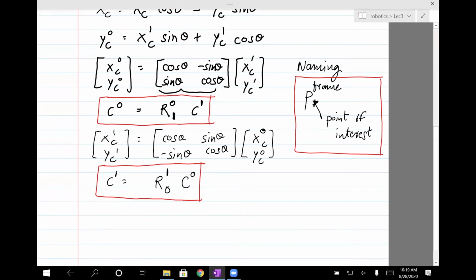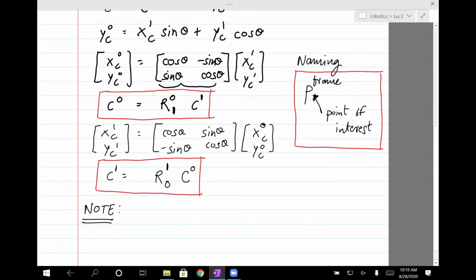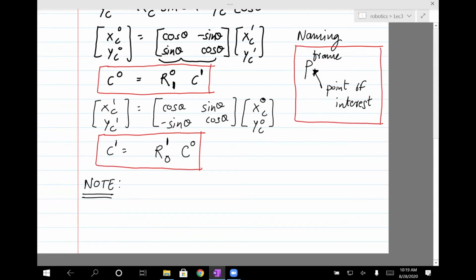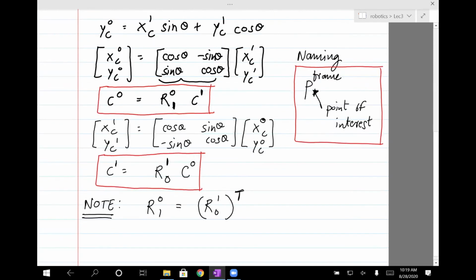Okay, now a few things to note over here. The first one is that if you observe carefully, you would have seen that R10 is nothing but the transpose of R01, because when you take the transpose of this term, you get this term.